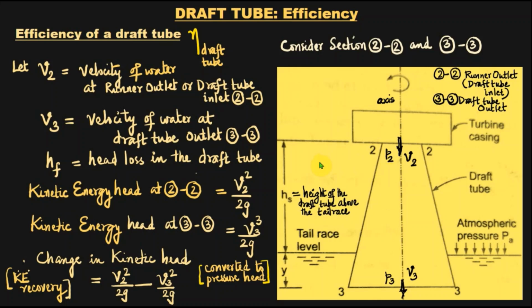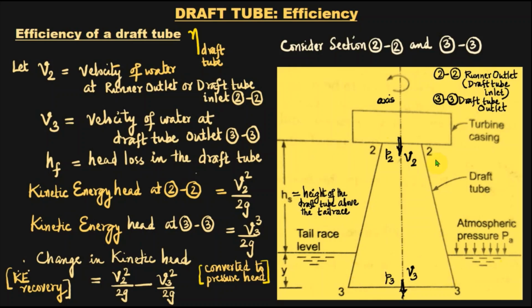It is important to note that the pressure at the outlet of the reaction turbine is vacuum, that is below atmospheric, and the pressure at the tail race water level, water surface here, is atmospheric pressure. Since the pressure at the outlet of the runner is vacuum or below atmospheric, you cannot discharge water directly into the tail race from a certain height without such a flow passage.